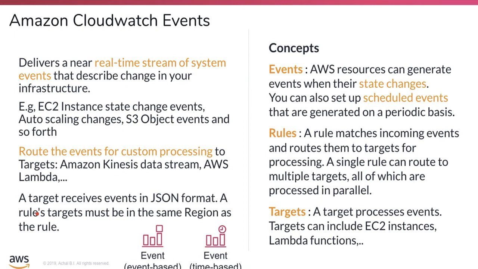So target receives events in JSON format, and it has to be processed by the target. A rule's target must be in the same region as the rule. Let's say the EC2 instance and the rule which you have written should be in the same region. Most of the CloudWatch activities happen within the region. Whether it's an event, alarm, or logs, everything is region specific.